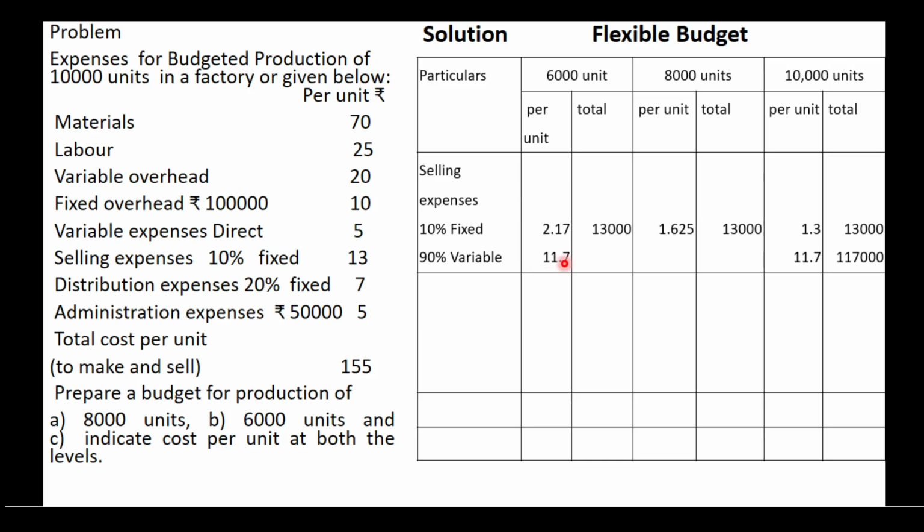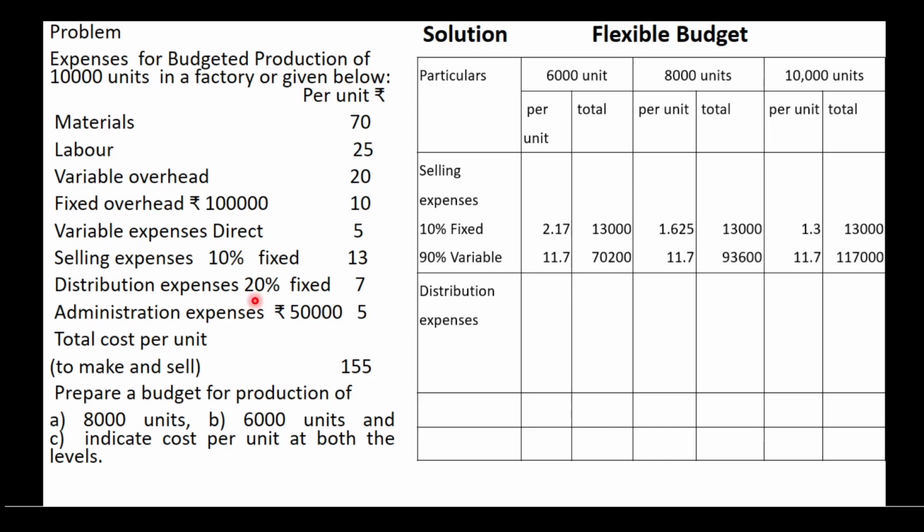So this 11.7 rupees is multiplied with the 6,000 units. Now the total amount is 70,200 rupees. And the next, in the 8,000 unit, the cost per unit is the same, that is 11.7. So now the total amount, that is 11.7 into 8,000, the total amount is 93,600 rupees. And the next, that is the distribution expenses.